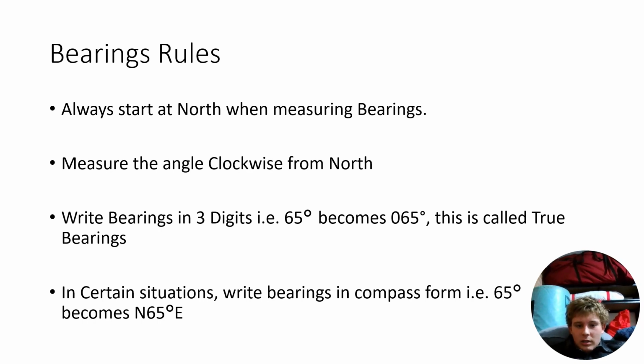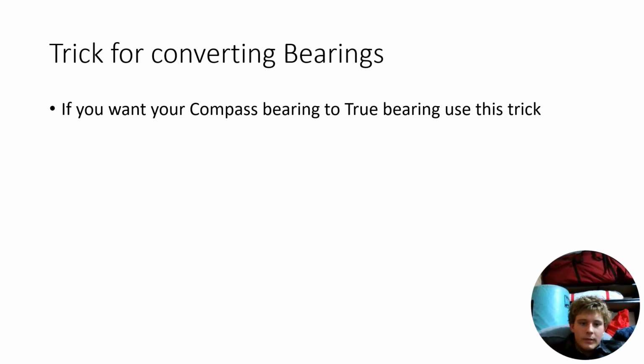In certain situations, bearings can be written in compass form, so that 65 degrees that we just mentioned before would become north 65 east, or N 65 degree symbol E. So a little trick for converting compass bearings to true bearings. So let's say we've got south 25 east.